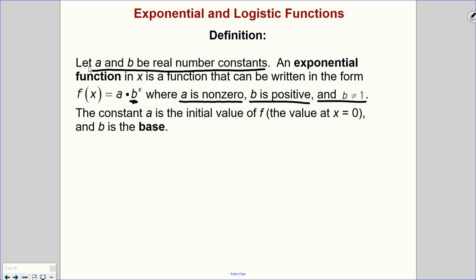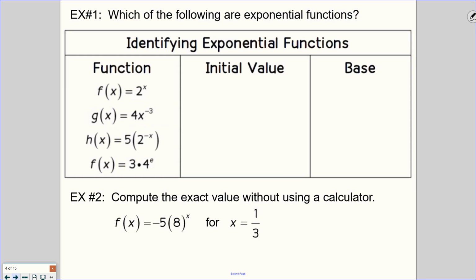Those are just some words that you can fill in on your notes. And those are the important terms that we need so we can speak the same language when we talk about exponentials. Okay, so we're going to look at these different examples and decide if they're exponentials. And if they are, then we'll talk about the initial values and the base.